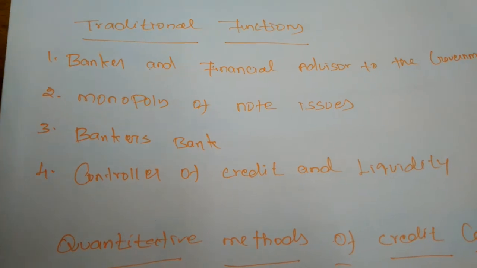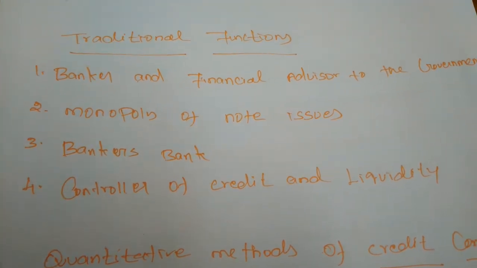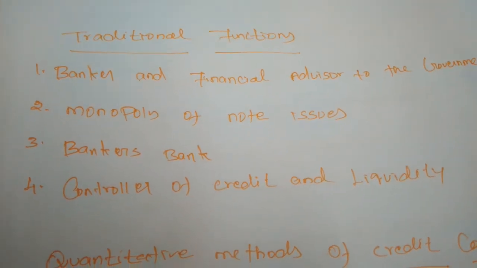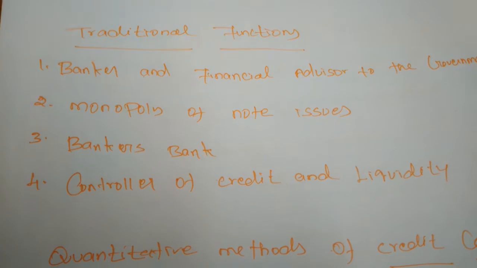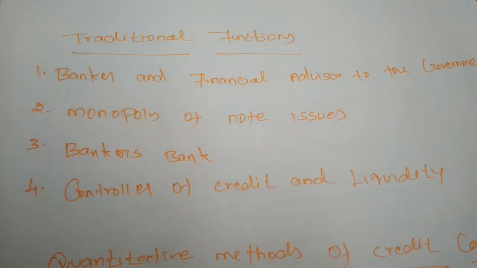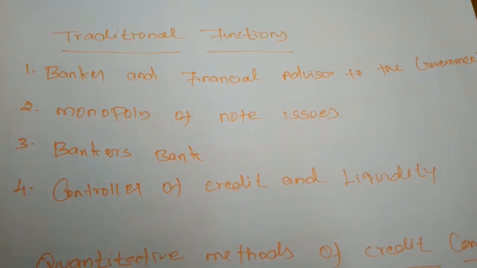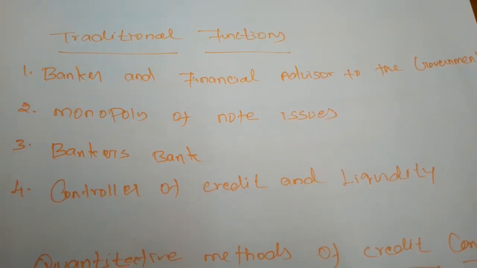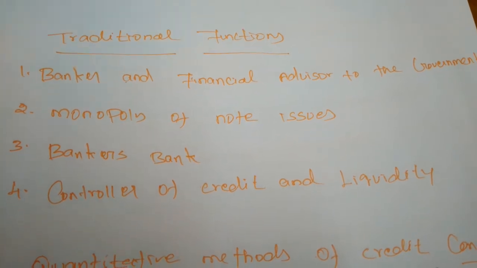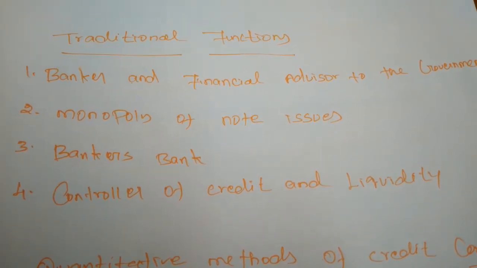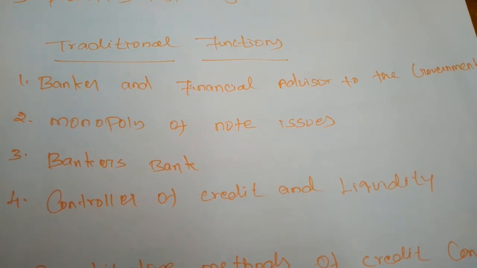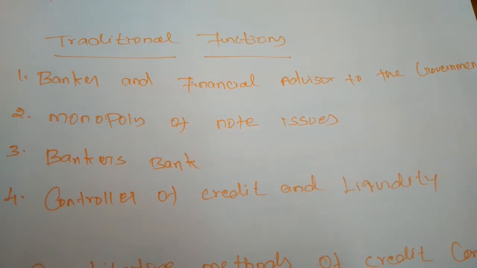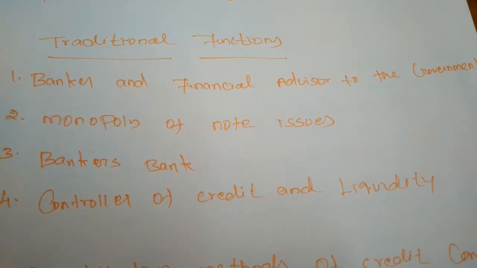Next, monopoly of note issues. We know the Reserve Bank of India only issues notes, and at the same time the RBI only has the power to issue currency notes. Except the 1 rupee note, all the currency is issued by the Reserve Bank of India only. When issuing currency notes, they have to consider all other economic aspects like the stock of gold, the circulation of money, and inflationary situations. Everything has to be considered.